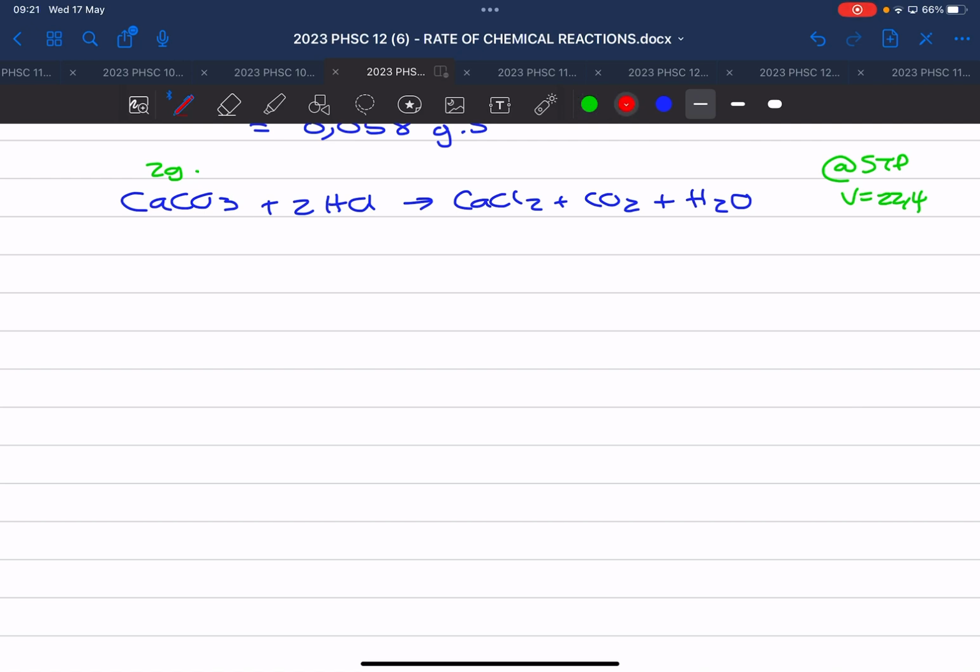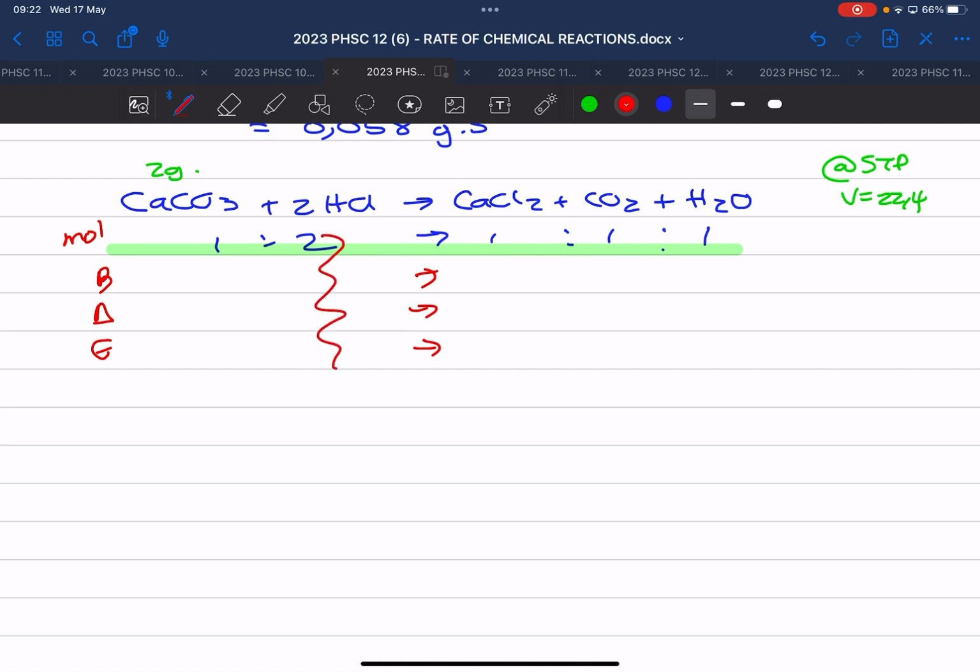They say it reacts completely, so it means we have a mole ratio of 1 to 1. Then we have mole, beginning, change, end. It reacts completely, so all of the calcium carbonate is used up, and the hydrochloric acid is in excess.